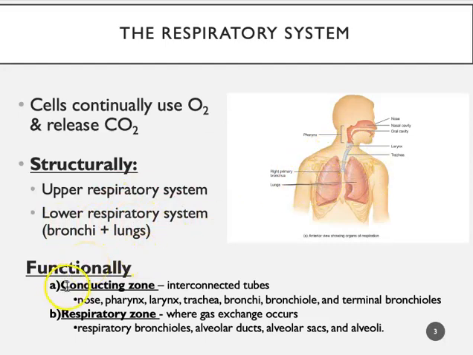Now, functionally, we have a conducting zone. These are simply the interconnected tubes that are going to transport the gases to and from the respiratory zone, where gas exchange is actually occurring. So these are respiratory bronchioles. These are tiny, tiny little tubes, alveolar ducts, sacs, and then the actual alveoli.